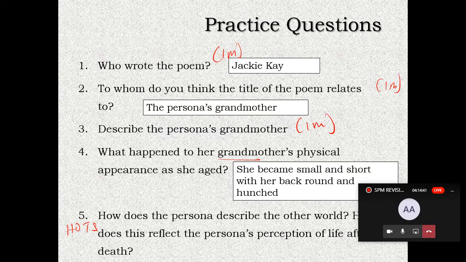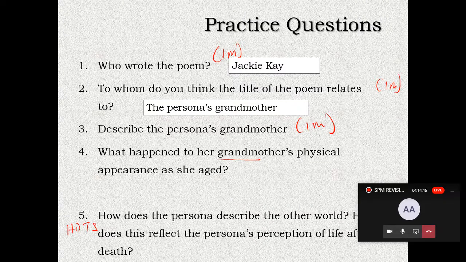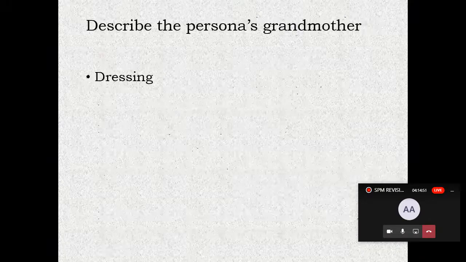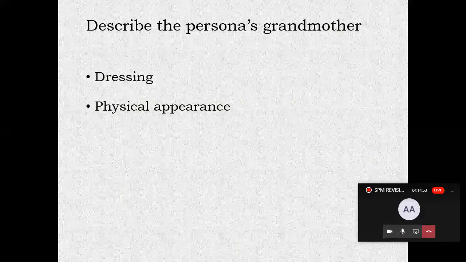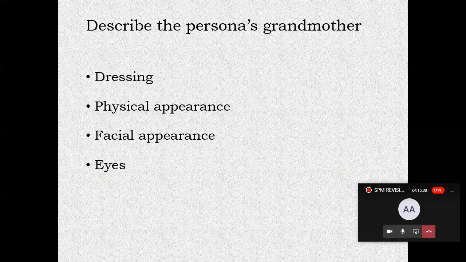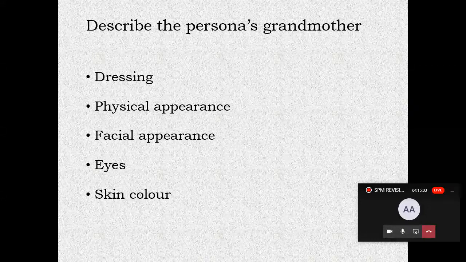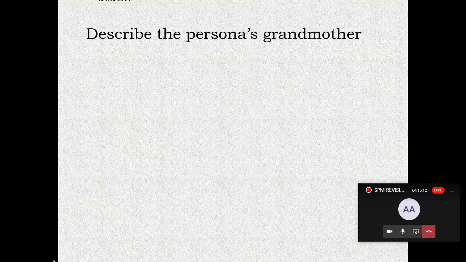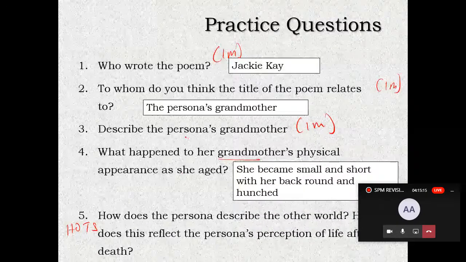All right? So let's look at number 3. Describe the persona's grandmother. When you talk about describing, you talk about the dressing, the physical appearance, the facial appearance. That means from how she was very cheerful to wrinkled. Okay, you talk about the eyes, and you also talk about the skin color. So that is how we describe the persona's grandmother.